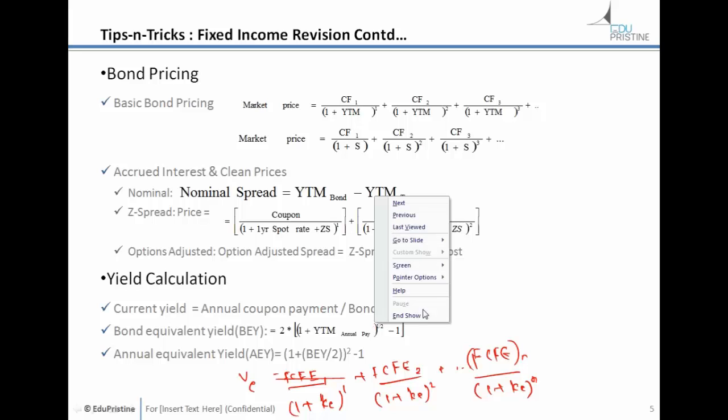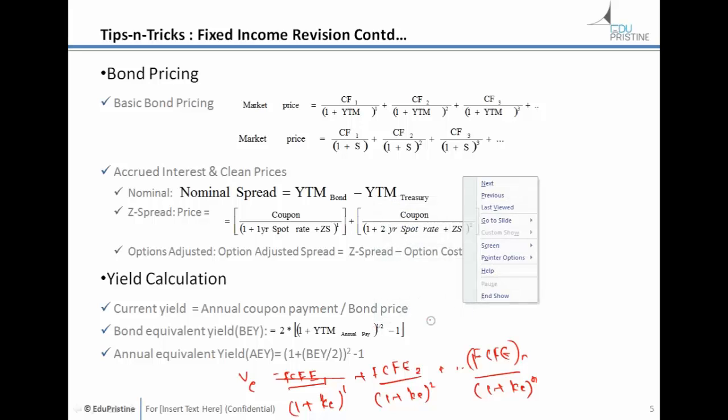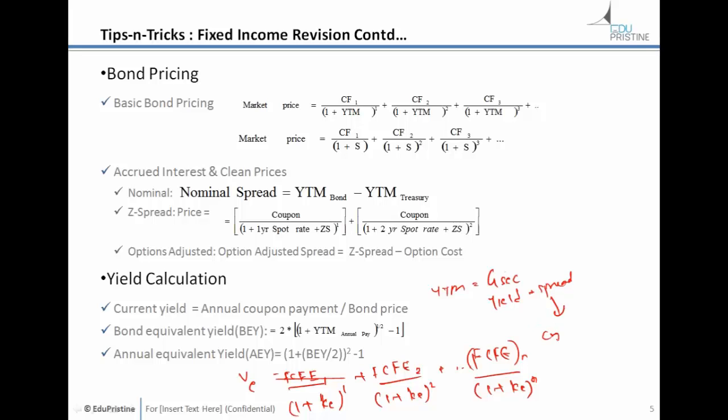Now the yield to maturity will be the GSEC yield plus a spread. This spread will be a function of the credit rating of the bond, which will capture the credit risk, and at the same time it will be a factor of the liquidity of the bond, which will capture the liquidity risk. This spread, which is the difference between the yield to maturity and the GSEC yield, is called the nominal spread.